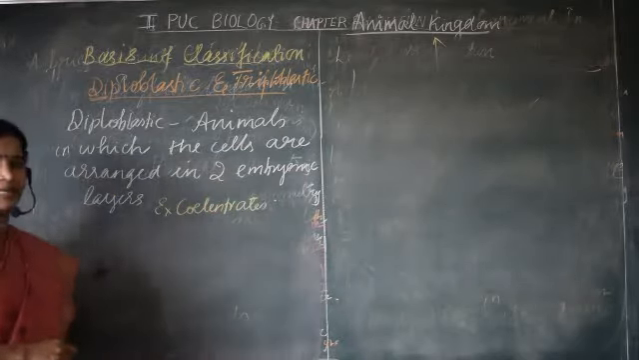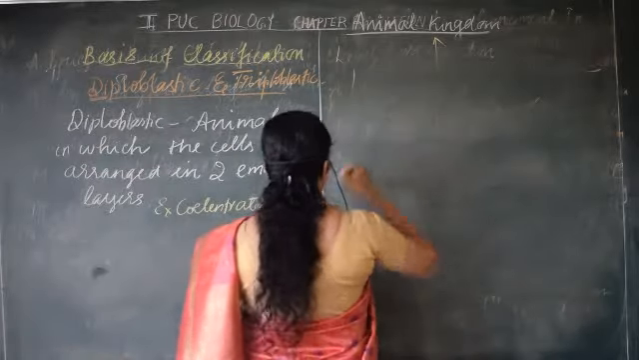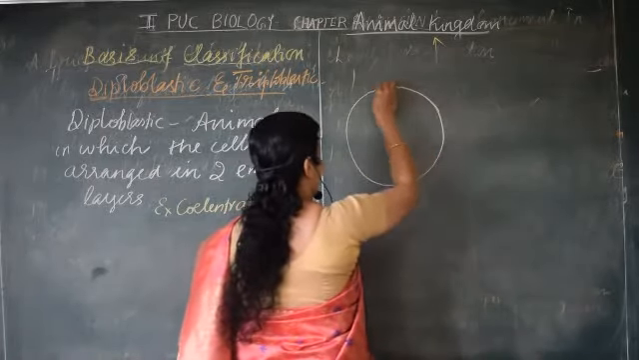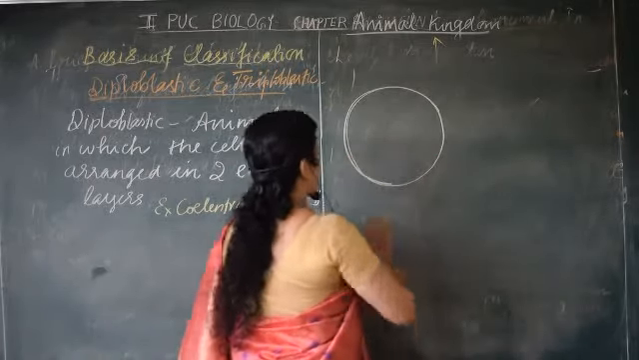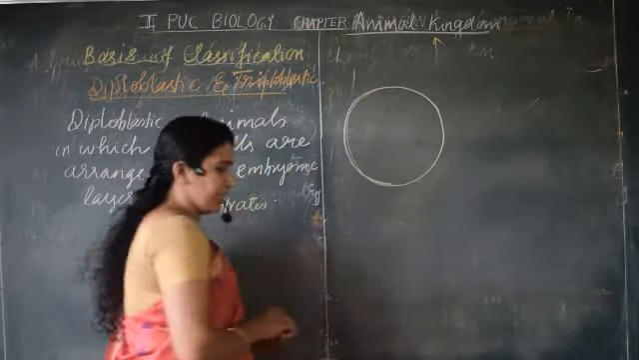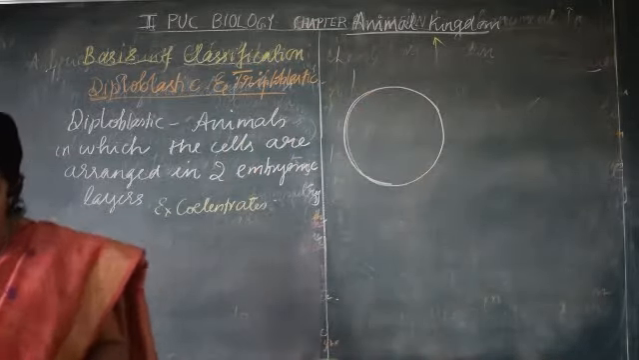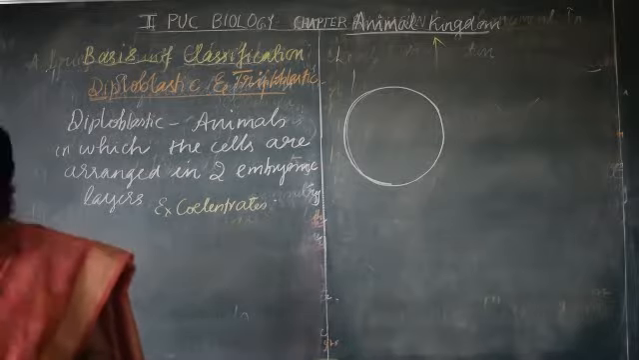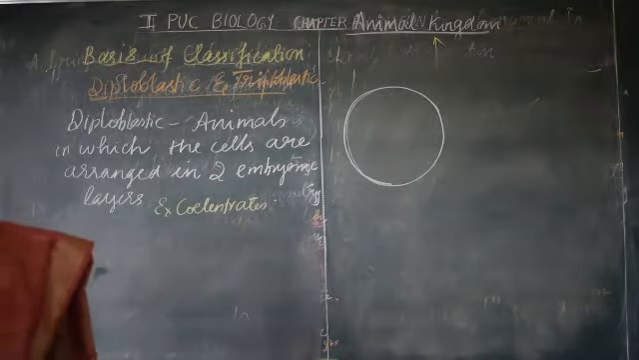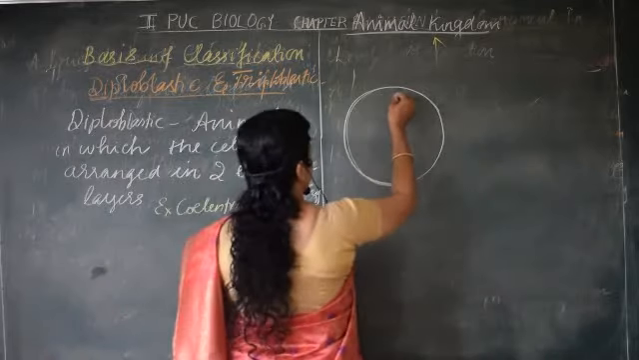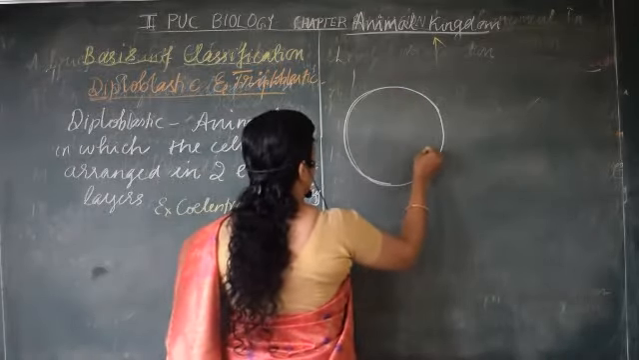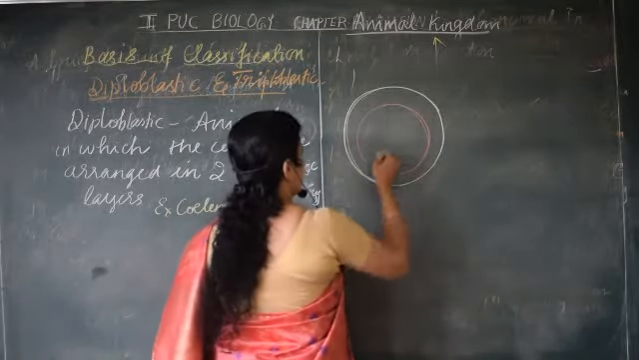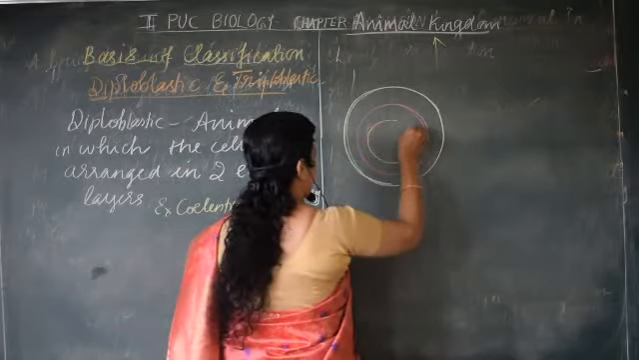Now let us look at that diagram, how that arrangement is made. Here, embryonic layers means the zygote, I said, divides and forms many cells. Those cells will be arranged in layers. So in the case of diploblastic, only two layers can be seen. What are those two layers? Outer ectoderm and inner endoderm. There is no mesoglea in between this. Outer ectoderm and inner, there will be an endoderm layer.